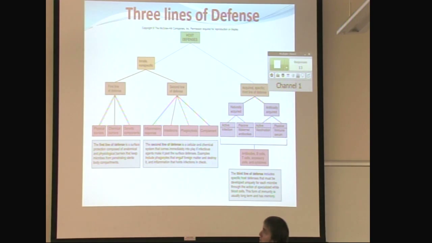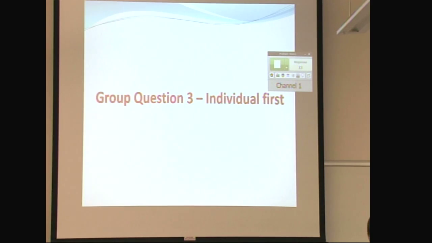So first line of defense: physical barriers like your skin or mucous membranes, chemicals like lysozyme, stomach acid, sweat, things like that. And then second: cytokines, inflammation, fever, interferons. Cytokines. Did I say cytokines already? I think I did. All right, so let's try this on your own first. It's a bunch of true-false questions. See what you remember.